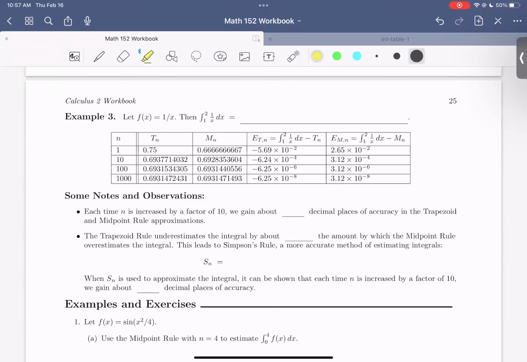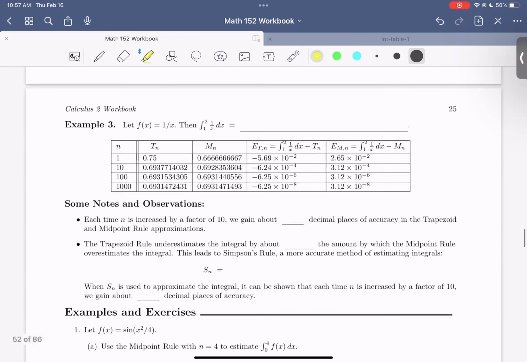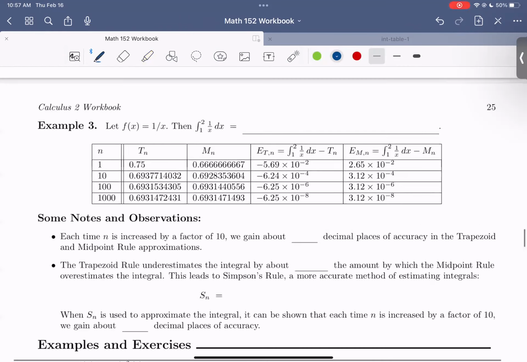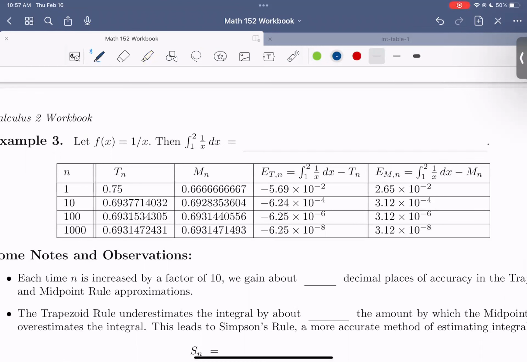Hello, everyone. In this final video for section 5.6, we're just going to look at example 3, followed by some notes and observations. So here we have let f of x be the function 1 over x, and we're looking at the integral from 1 to 2 of 1 over x dx. And we want to write what we think this value is. So we can actually do this, right? We can compute this integral.